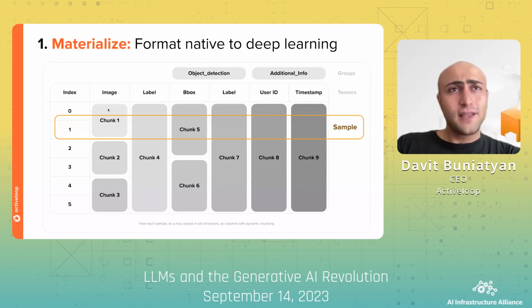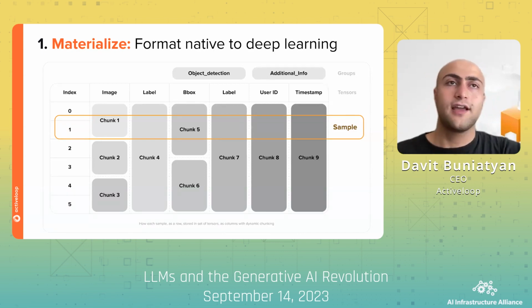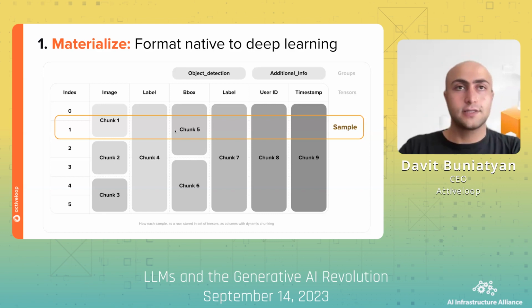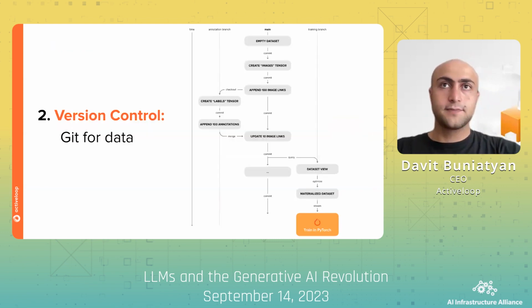But basically, since it's very inefficient to store file by file on top of S3, we group them together and put them into columns, which we call tensors. So you can have one column for images, another column for embeddings, and another column for text. This layout structures the data so that we can run queries on top of it or stream it to your training or fine-tuning process.